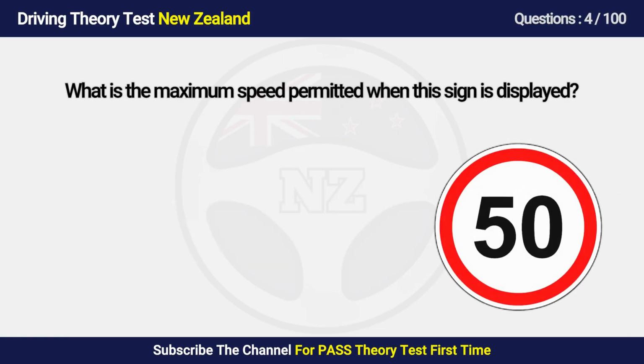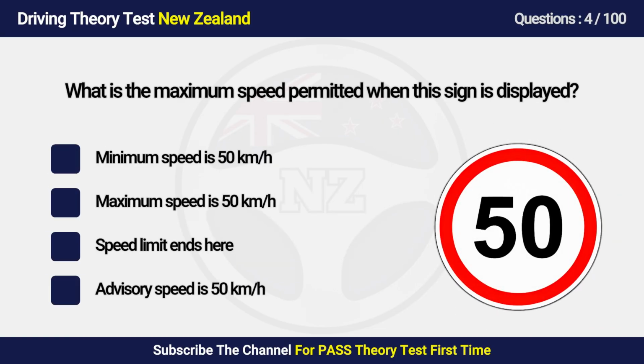Question 4. What is the maximum speed permitted when this sign is displayed? A. Minimum speed is 50 km per hour. B. Maximum speed is 50 km per hour. C. Speed limit ends here. D. Advisory speed is 50 km per hour.